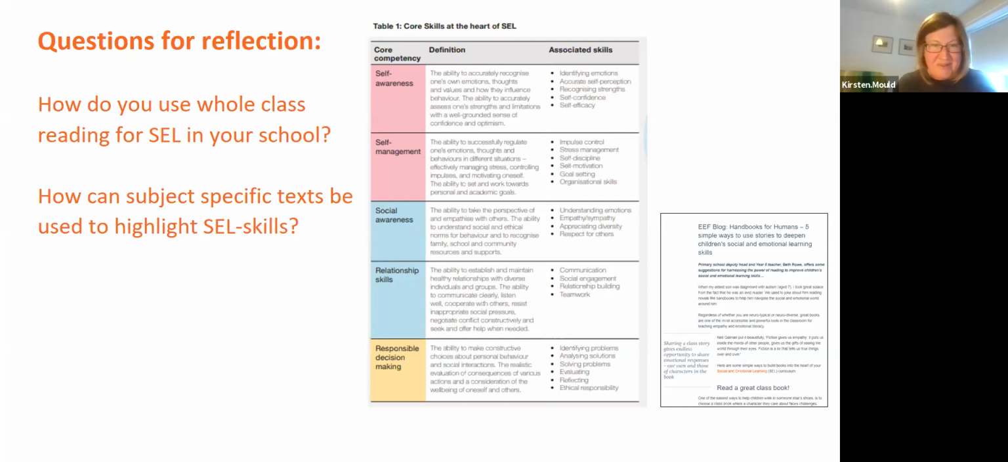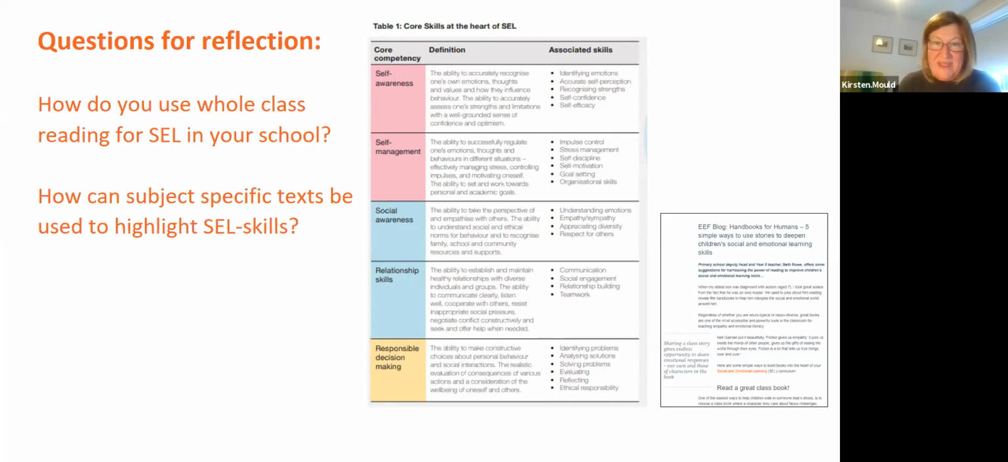So I'll give you an example. Within one of the biology topics, we look at IVF as a process, and we have a role play around that, but we use a text to introduce that to the children. And the role play brings in all sorts of different types of couples going through IVF, and we can really develop those relationship skills. We can develop that social awareness.